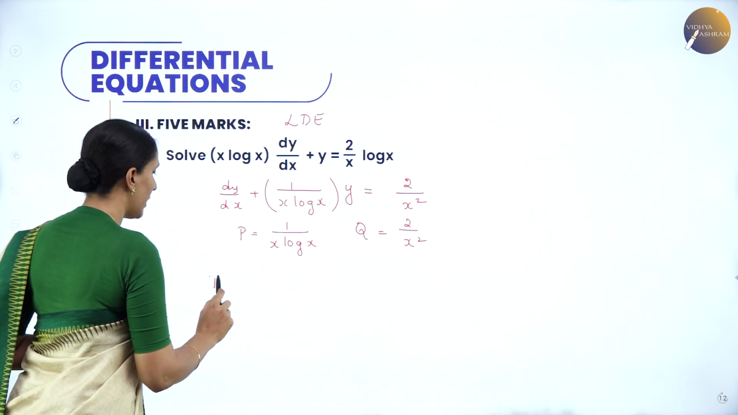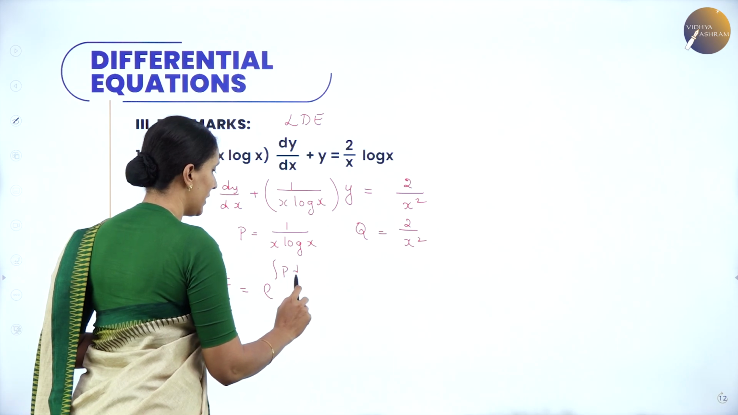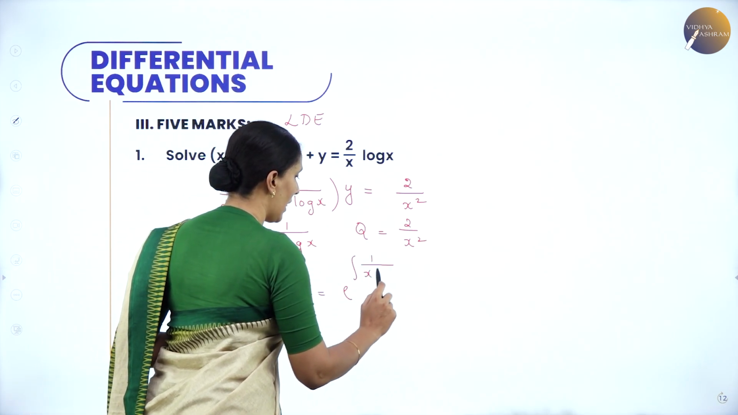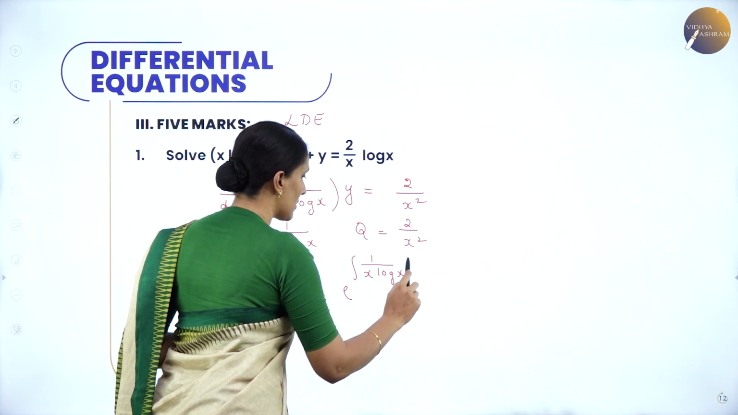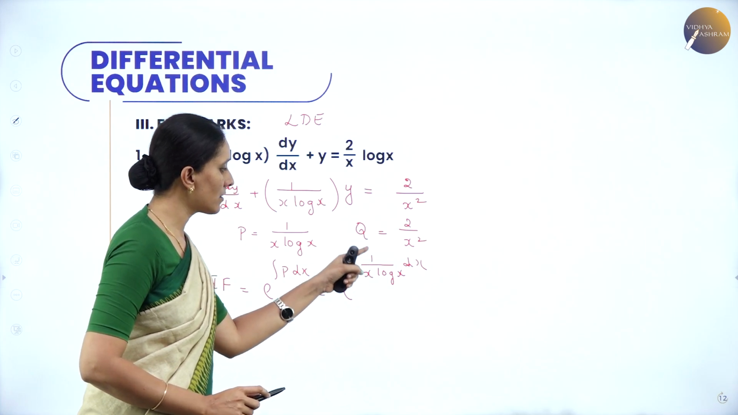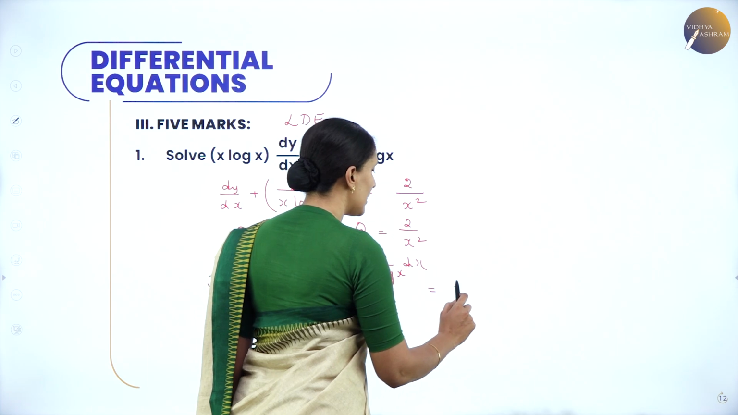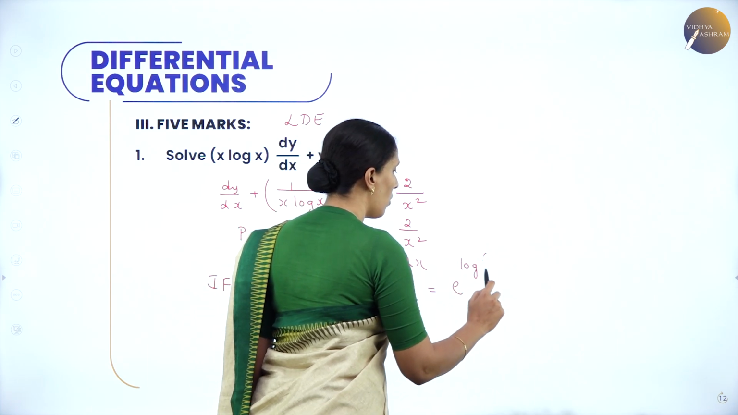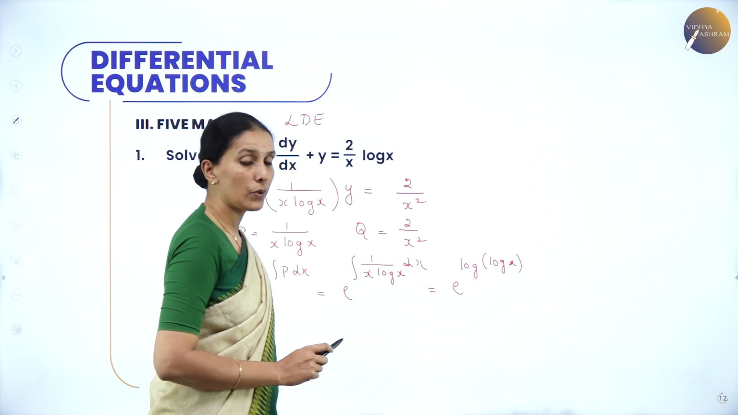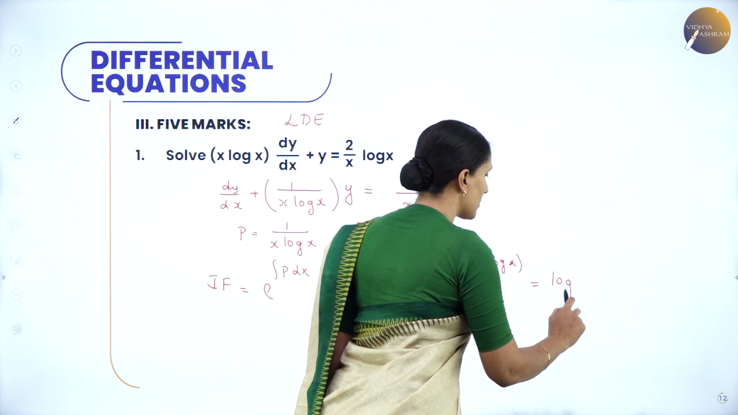Now let me find the integrating factor. It is e^(∫P dx), so e^(∫1/(x log x) dx). Using the substitution method, this is dt/t form, which is log t, or we get e^(log(log x)). When we have e^(log x), then the value is equal to x. So therefore the integrating factor is log x.